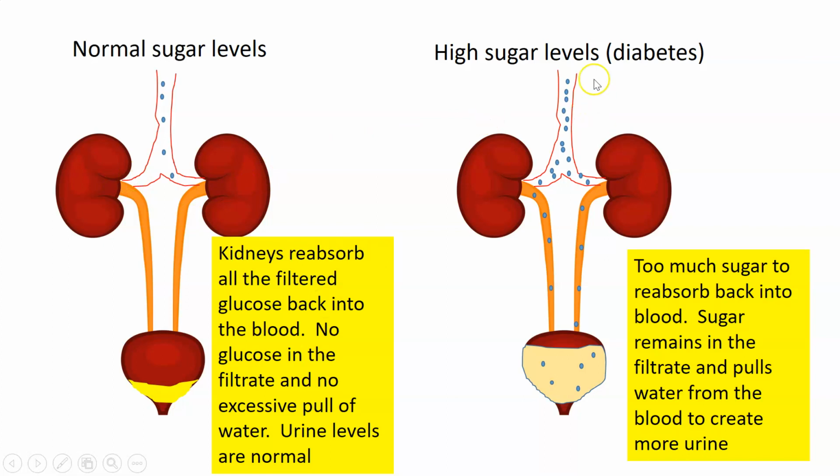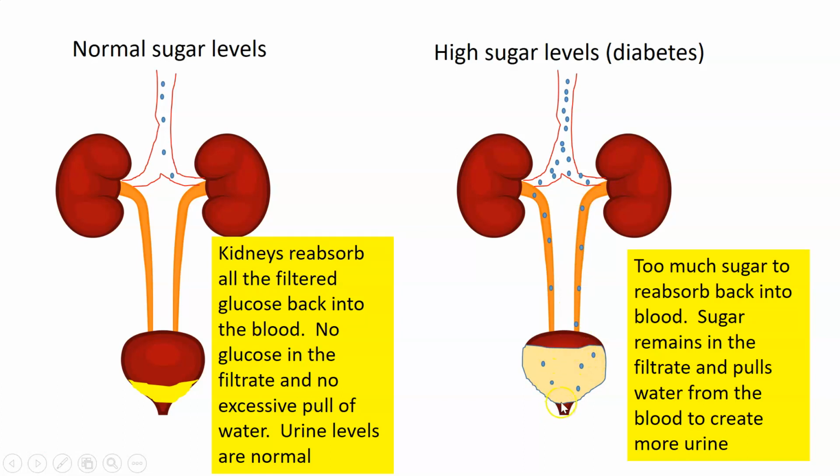But when there's too much sugar, the kidney tries to reabsorb all of it, but it can't, and so some of it enters the urine. And as it's lost into the urine, it pulls water towards it. So the bladder fills more quickly because it's pulling more water towards itself. Sugar can pull water better than the kidneys can reabsorb it. Yeah, that's one way of thinking about it.